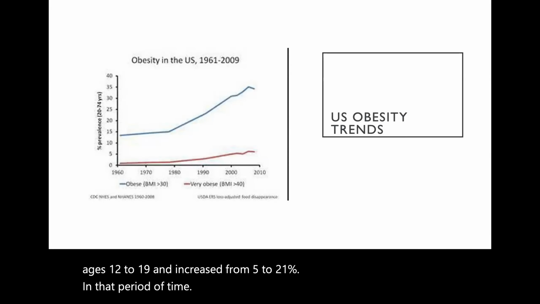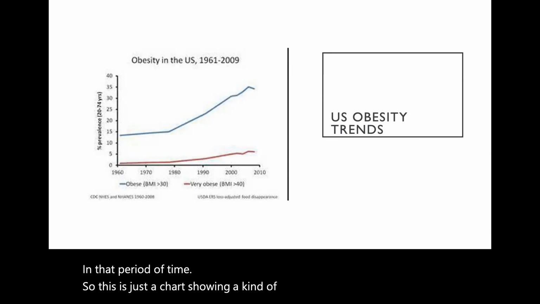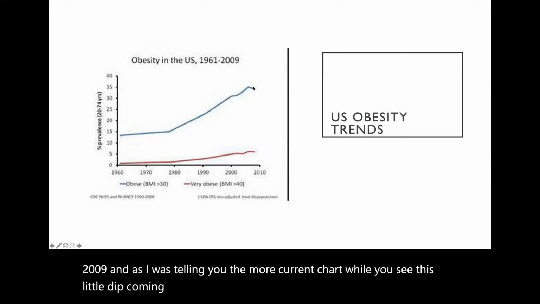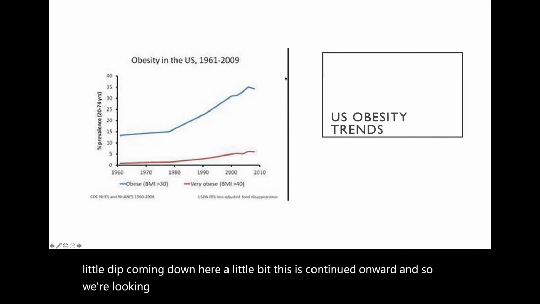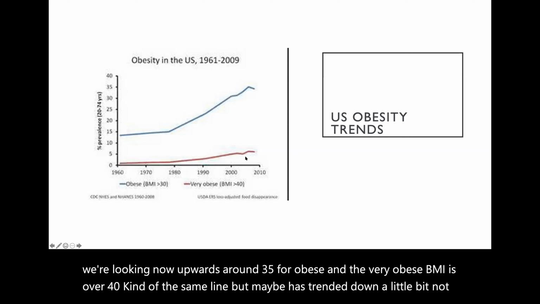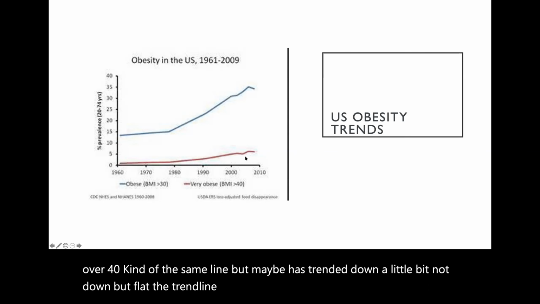So this is just a chart showing a kind of the obesity trends from 1961 to 2009. And as I was telling you, the more current chart, while you see this little dip coming down here a little bit, this is continued onward. And so we're looking now upwards around 35% for obese. And the very obese, BMIs over 40, kind of the same line, but maybe has trended down a little bit, not down, but flat. The trend line flattened a little bit.